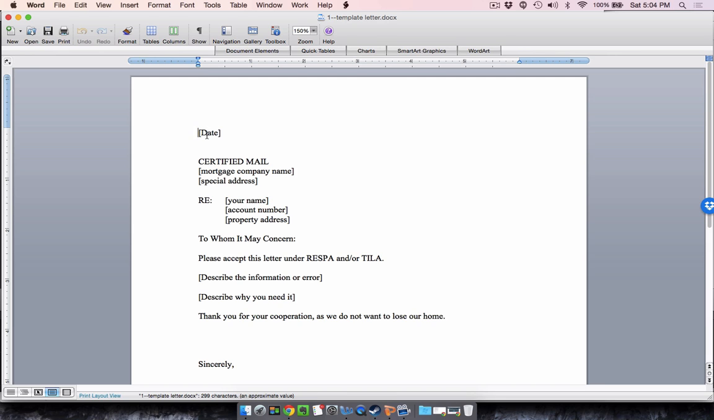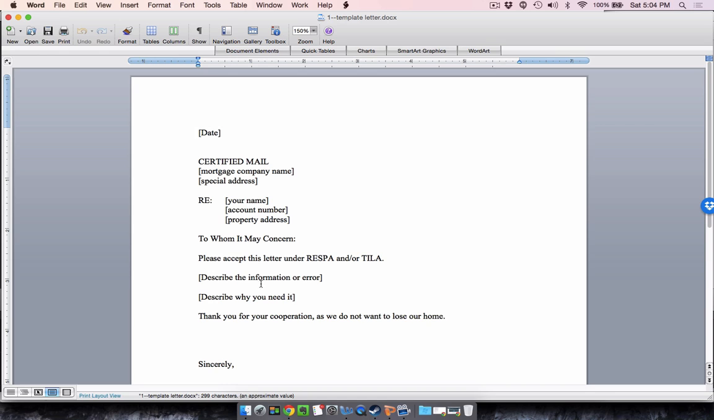So you'll notice this is just a template letter. You want to put the date, you want to do certified mail or maybe overnight mail. Put the company, put that address. In the regarding line, you put your name, account number, property address. And then, this is how I have it. You could put Dear Sir or Madam or however you want to put it. Please accept this letter under RESPA and/or TILA. Some of these do relate to the Truth in Lending Act. So we don't want to just say that they're RESPA, but predominantly they're RESPA.